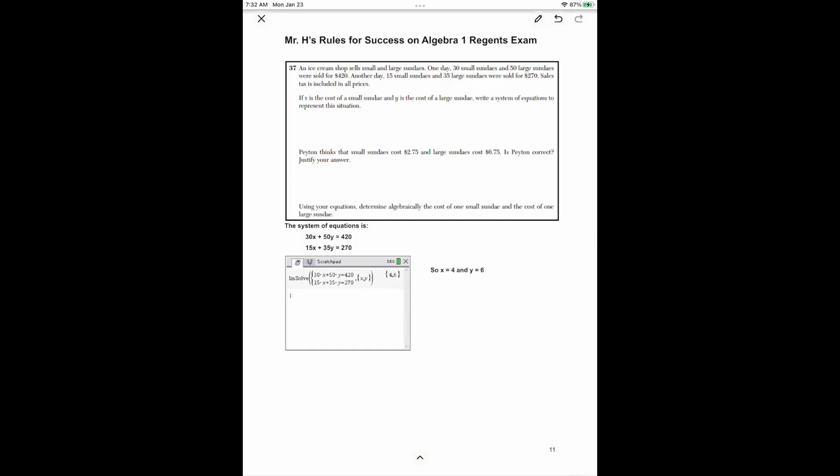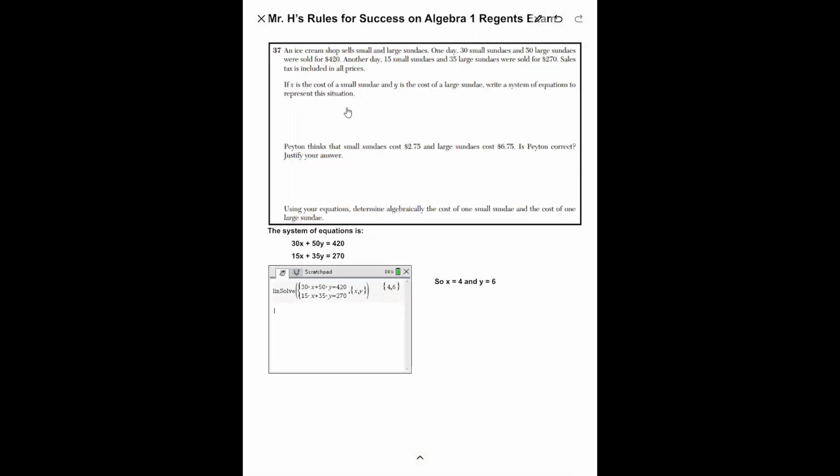So what I'm going to do is I am going to show you how to come up with the equations, and then I'm going to show you how to solve it using the calculator, and then I'm going to show you how to get the last part as well. So first thing, let me just read this, make this a little bigger.